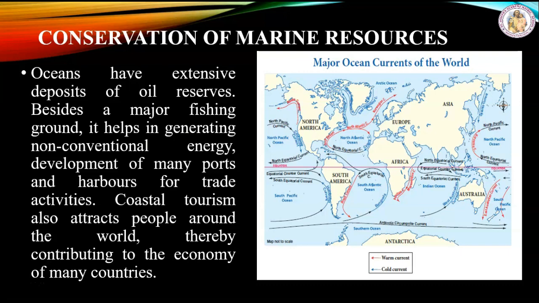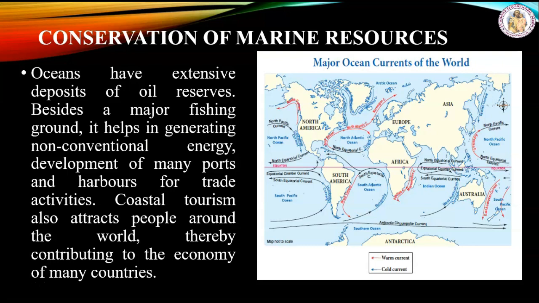Besides being a major fishing ground, it helps in generating non-conventional energy and development of many ports and harbors for trade activities. Coastal tourism also attracts people around the world, thereby contributing to the economy of many countries. From the tabular column, we can understand the distribution of major ocean currents and its effects.